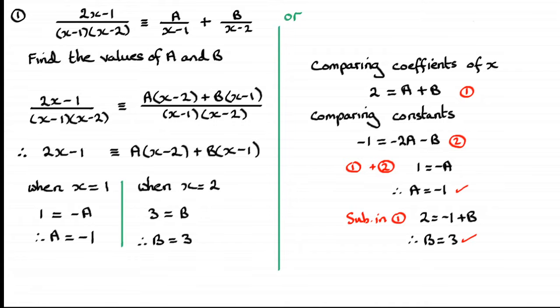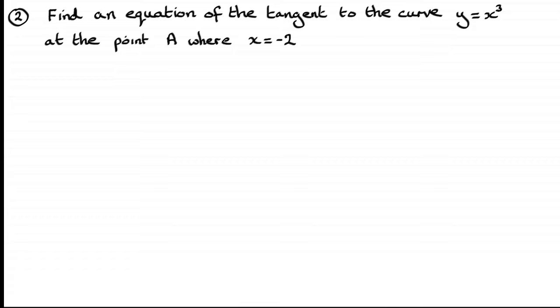Right, we're going to move on now to the second question, and this is on tangents to curves. Okay, I'm going to get you to find the equation of the tangent to the curve y equals x cubed at the point A where x equals -2. So have a go at that one. Let's see what you get back on that.